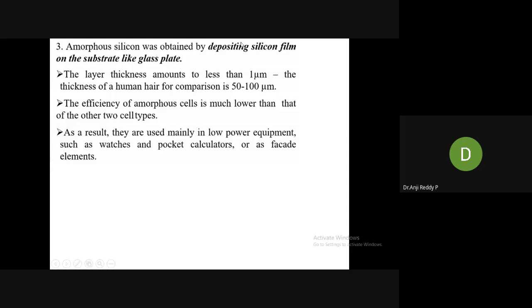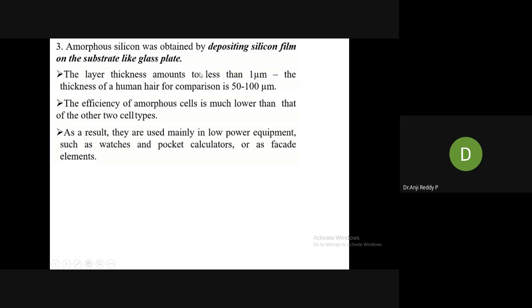Whatever film we are depositing here, the thickness is less than 1 micrometer. If you compare with the thickness of the human head, the human hair thickness is 50 to 100 micrometer. That means the film we are depositing in amorphous silicon cells is less than the thickness of a human hair. And the efficiency of these amorphous silicon cells is very low, much lower compared with the other two types, monocrystalline and polycrystalline.